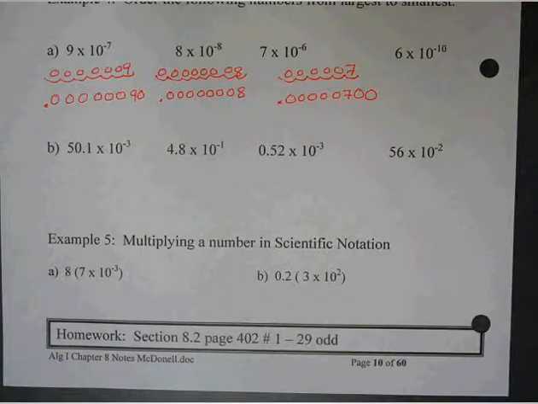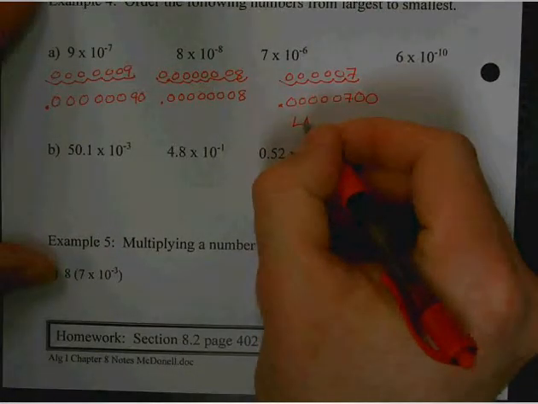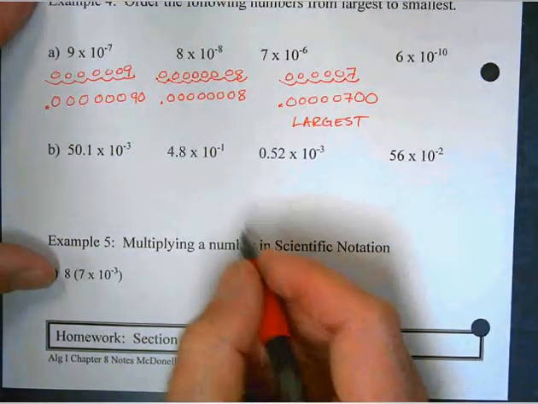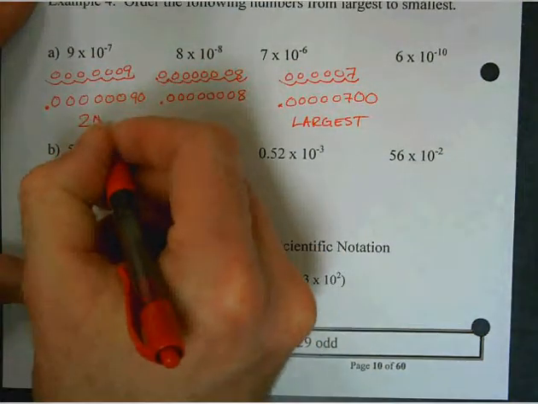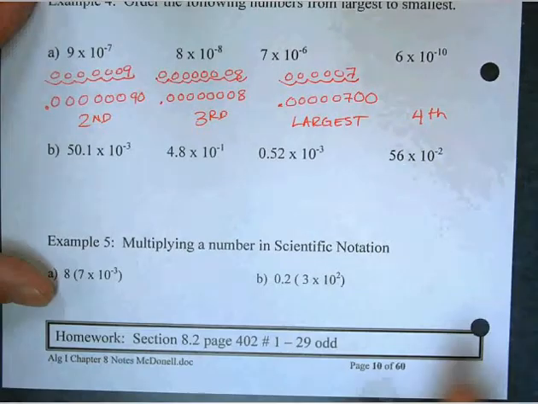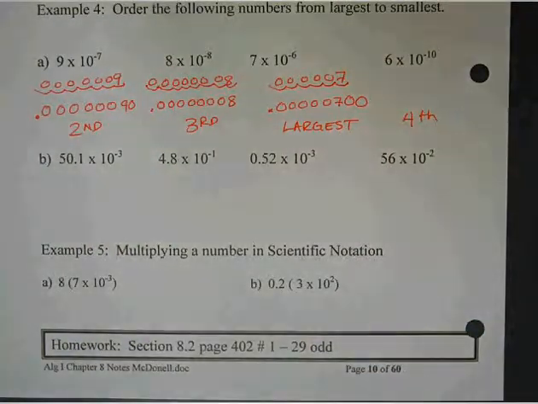So which of these numbers is the largest? Okay, that's the largest. What's second largest? Okay, that's second. That's third. And that's fourth. How do you compare them? Write them all, Tara, with the same number of decimals. That's it.